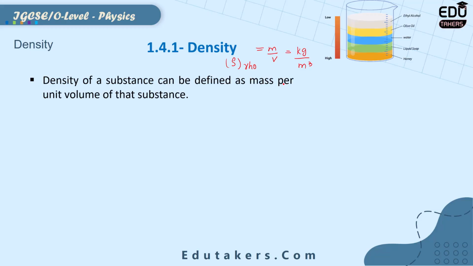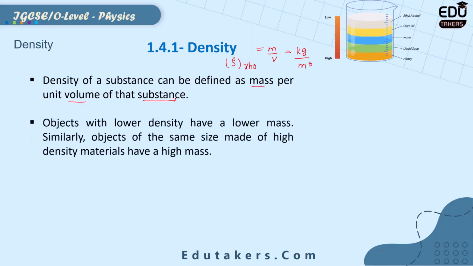So here the definition of density is given. Density of a substance can be defined as mass per unit volume of that substance. Just divide mass with the volume to get the density of any object. Next, we see the relation of the density with the mass and volume.